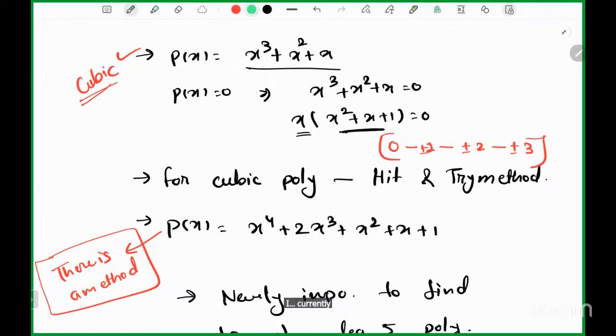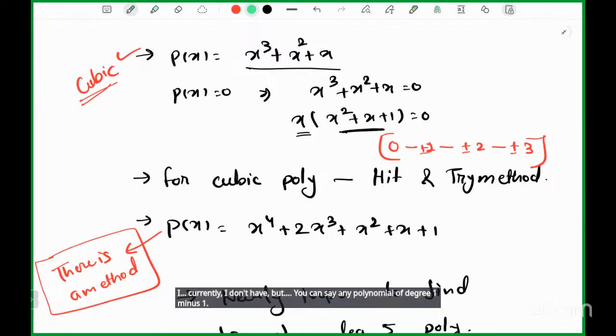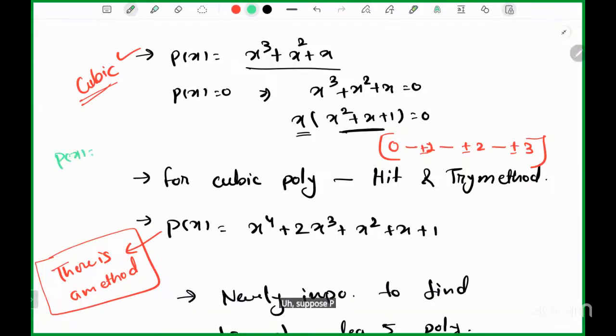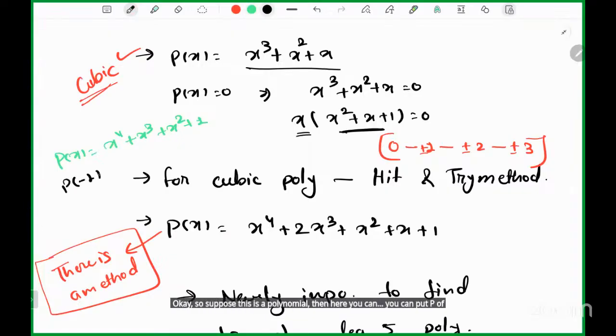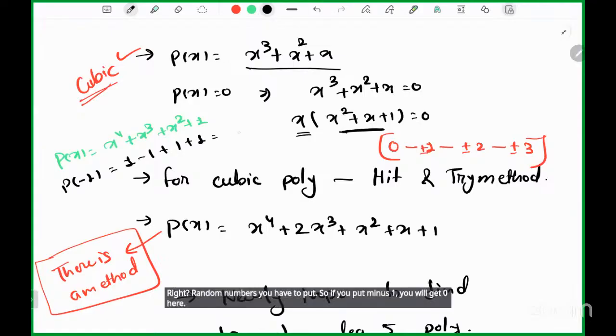I don't have, but you can say any polynomial of degree 1 minus 1. Suppose p of x is like this, x to the power 4 plus x cube plus x square plus 1. Okay, so suppose this is a polynomial, then here you can put p of minus 1. Try negative numbers, right? Random numbers you have to put. So if you put minus 1, you will get 0 here. So minus 1 is one root.